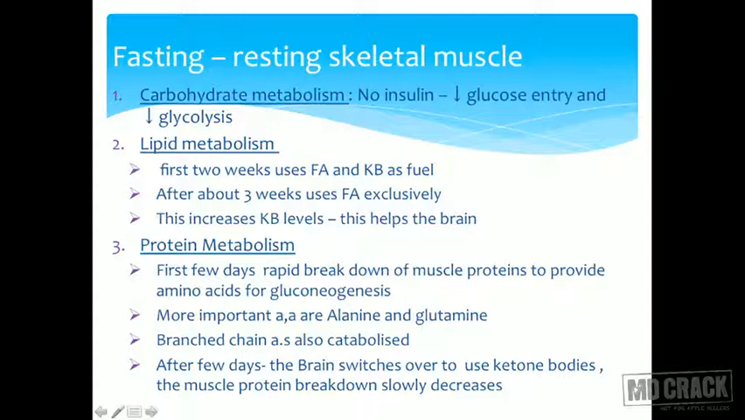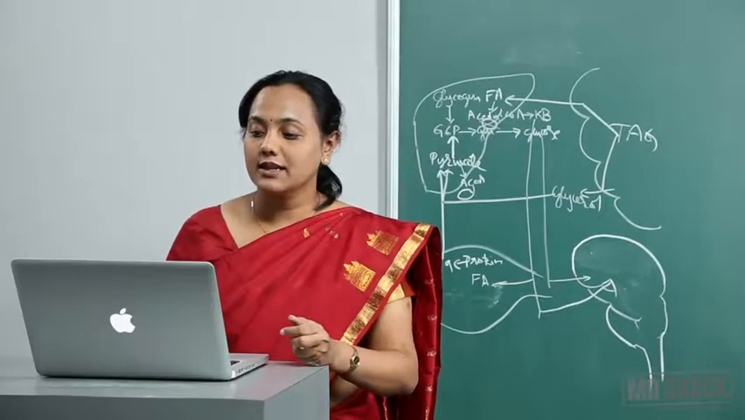Protein metabolism, remember: in the first few days there is rapid breakdown of muscle proteins to provide amino acids for gluconeogenesis. The most important are alanine and glutamine. Branched chain amino acids are also catabolized. But after a few days, once the brain starts utilizing ketone bodies, the muscle protein says enough. Let me not break down anymore, and the muscle proteolysis decreases. As the brain switches over to use ketone bodies, muscle protein breakdown slowly decreases. This is what is happening in the resting skeletal muscle.